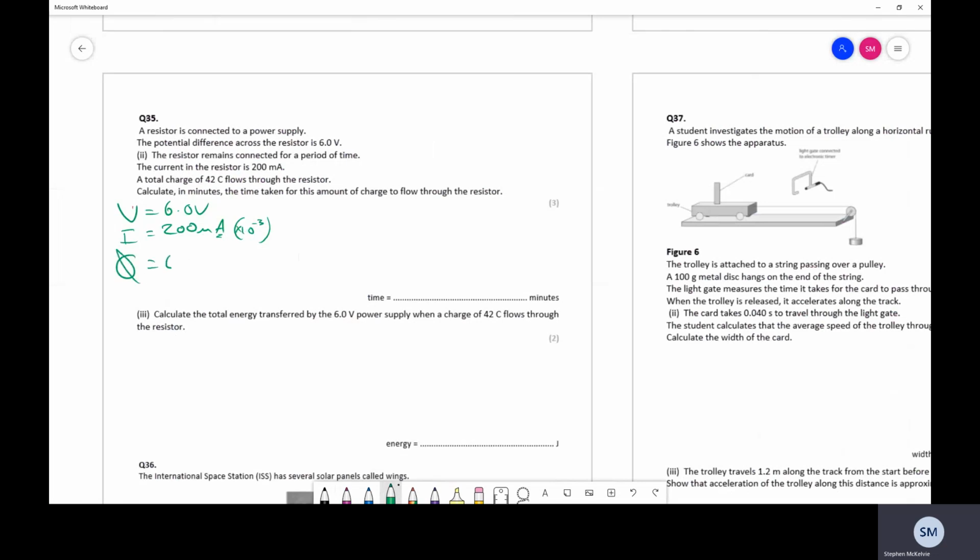A total charge of 42 coulombs flows through the resistor. Calculate the time in minutes, sneaky little gremlins, wanting us to get it wrong, checking our units. The amount of time taken for this amount of charge to flow through the resistor.